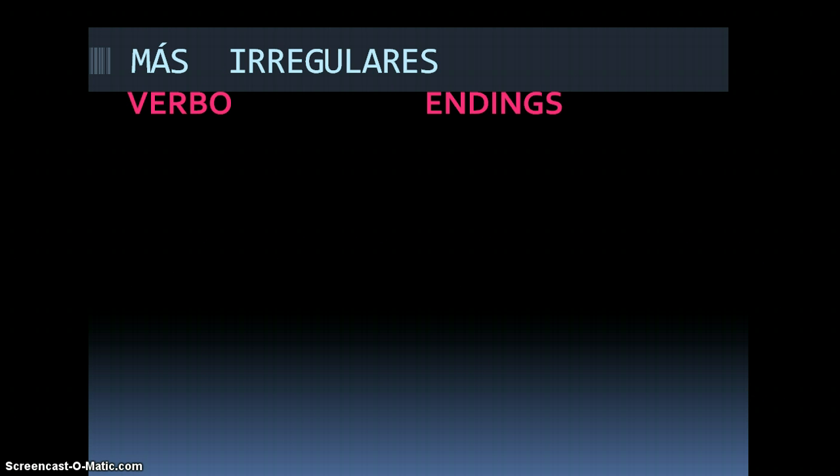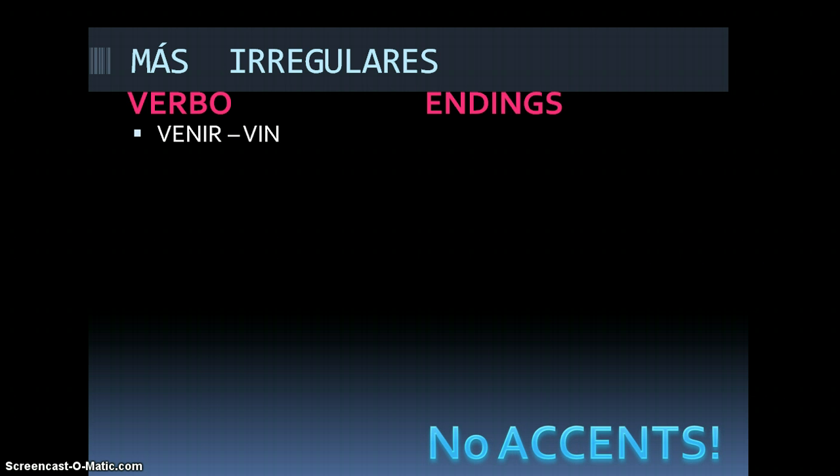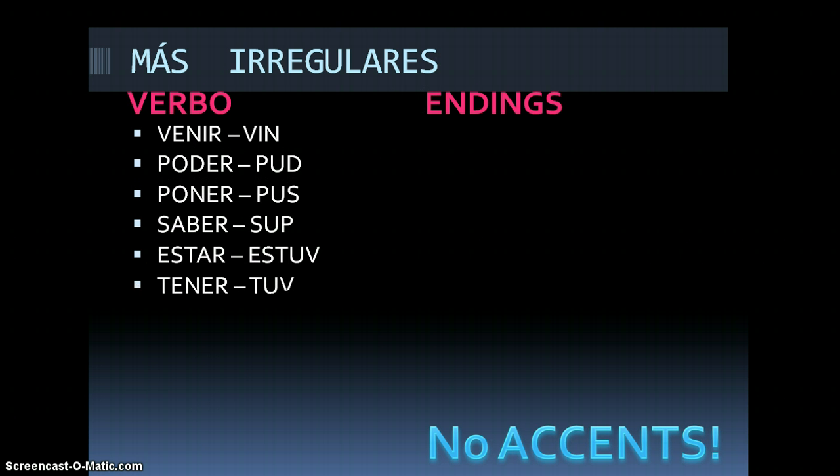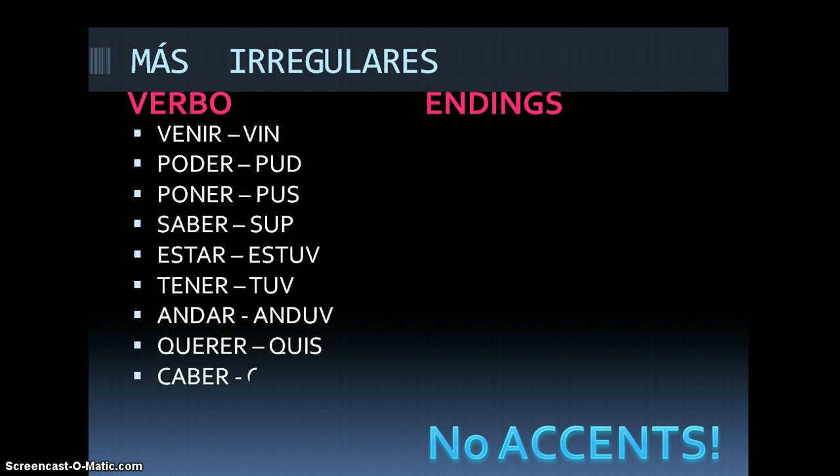So now we've got some irregular stems for these verbs that are listed in the little bulleted points on your note sheet. So there's no accents here either. One last thing to remember: venir, your stem is vin; poder, pud; poner, pus; saber, sup; estar, estuv; tener, tuv; andar, anduv; querer, quis, totally irregular; and caber, cup.